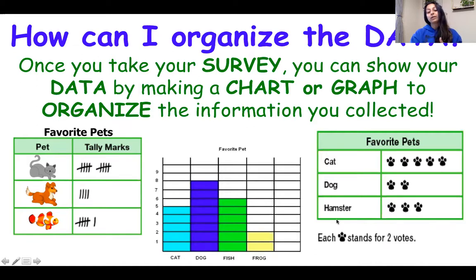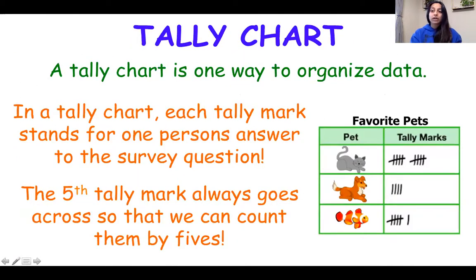Today, we're going to focus on tally charts. We're going to learn all about how to collect data using a survey question and then organize that data into a tally chart. A tally chart is just one of the many ways to organize your data. In a tally chart like this one here, each tally mark stands for one person's answer to your survey question. The 5th tally mark always goes across the first 4 tally marks so that we can count by 5s.